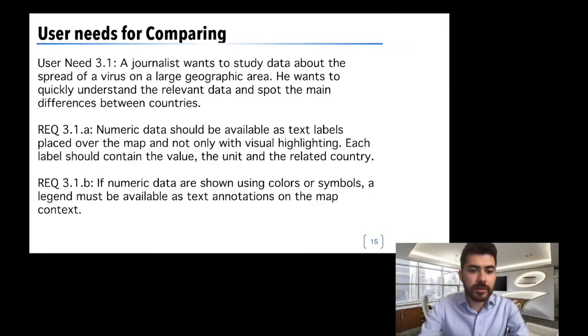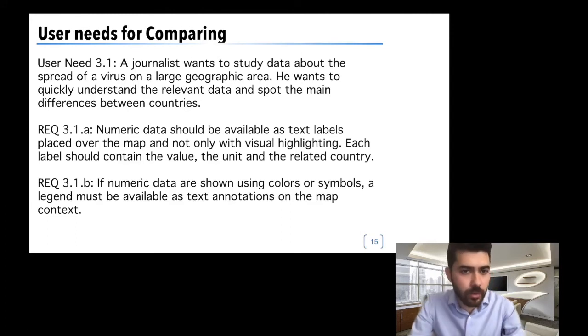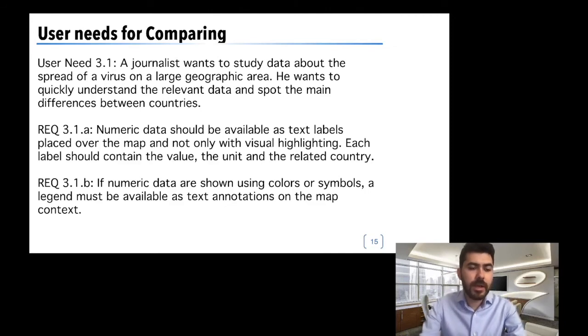Another requirement: if numeric data are shown, as we said before, using colors or symbols, a legend must be available as a text annotation on the map context or near the map context. And this is important because if we are using non-text data, so visual highlighting of some kind, we have to provide a legend in order to understand those symbols, those colorings, and so on.